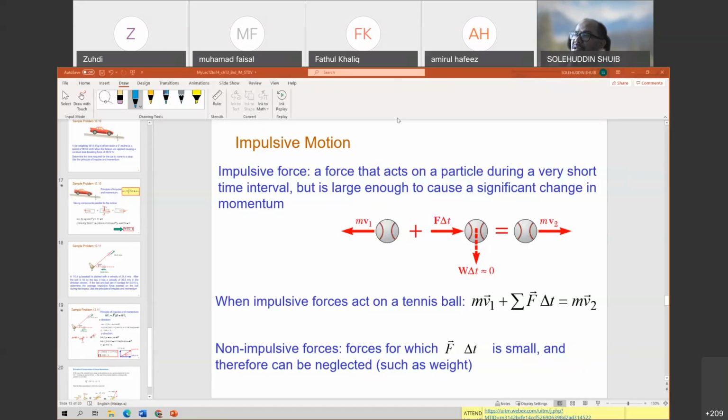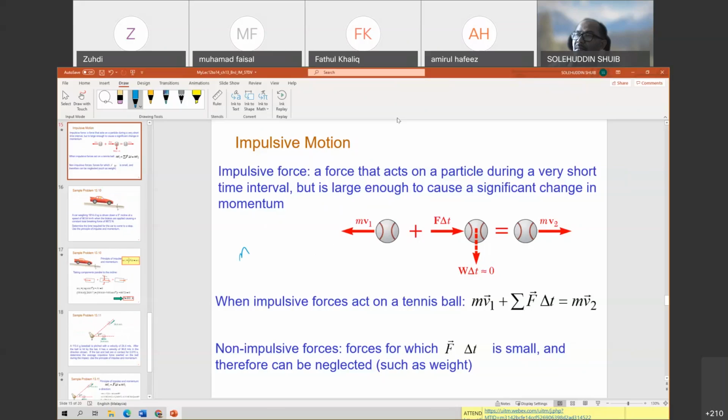We can use this equation: mv1 plus the summation of force times delta t equals mv2. This delta t is a very short time interval, normally only 0.01 seconds or less. This is what we call impulsive force.